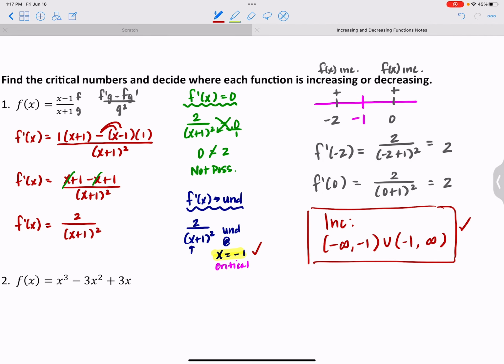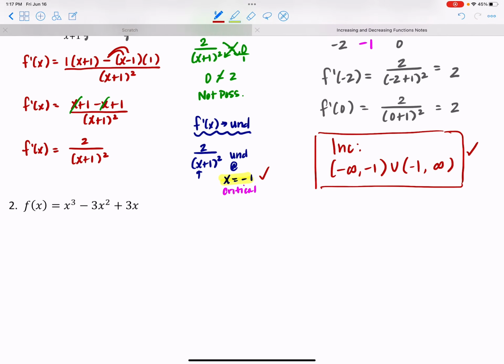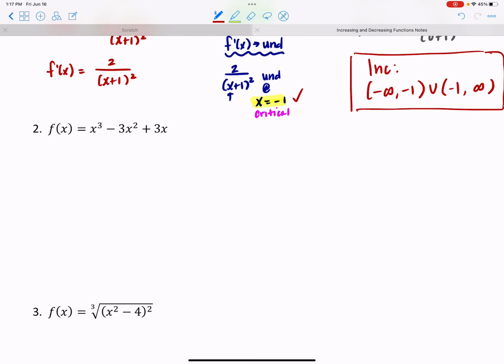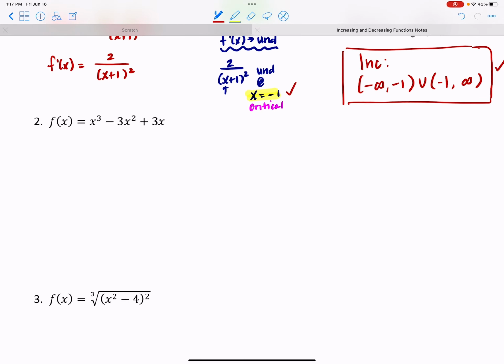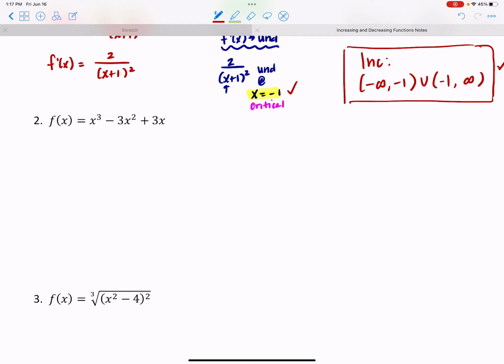Okay? Alright, let's try this again with a polynomial function. I like these a little better than the rationals. I actually basically know the behavior, but let's go through the work. So again, I want to find my derivative. Super easy when these are polynomials. I'm going to use our power rule 3 times here.